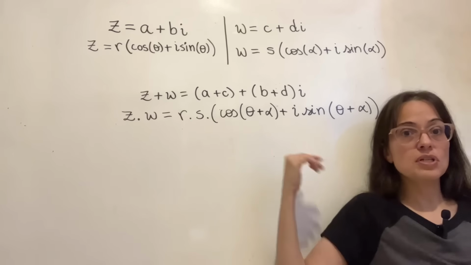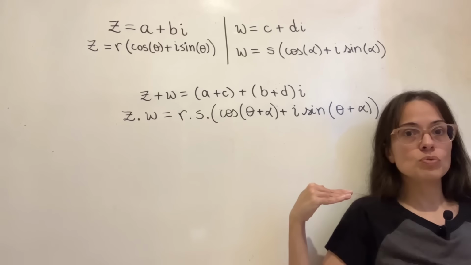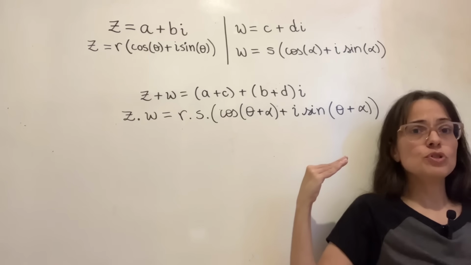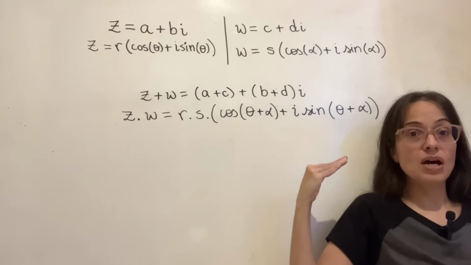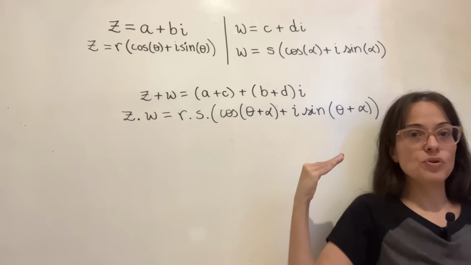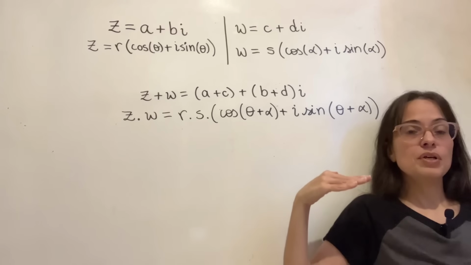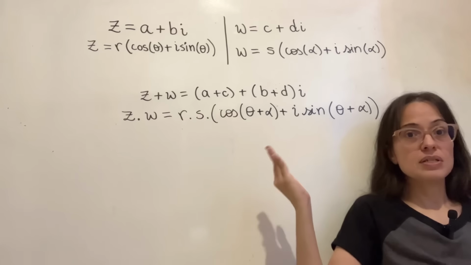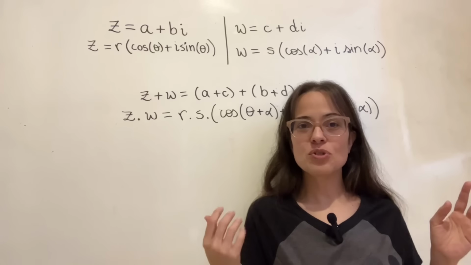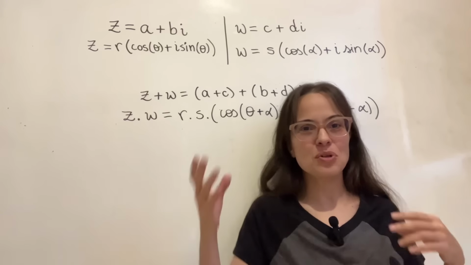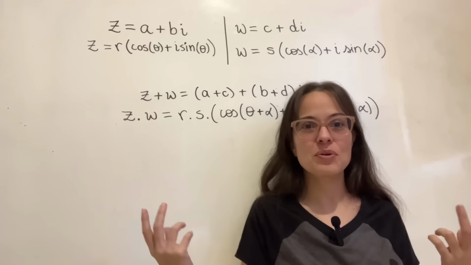So if the first number, z, is telling you to rotate theta, and then the second number, w, is going to tell you to rotate another alpha, so you just start from where you were at theta, and then you rotate another alpha, making the total angle theta plus alpha. Did you notice that it took me a really long time to start saying the actual names of these things? Complex numbers, real part, imaginary part.